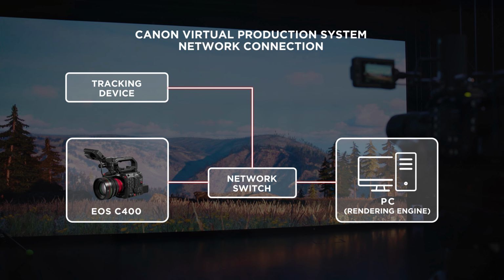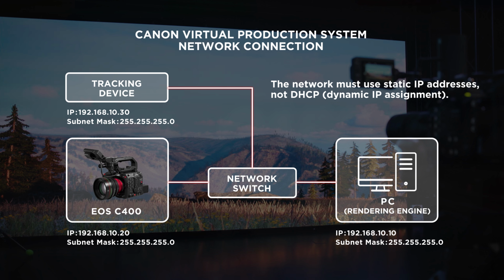For on-set virtual production, use static IP addresses rather than DHCP to avoid latency issues, IP conflicts, and other network-related problems. A network administrator should assign IP addresses for each device. When setting static IPs, it's essential that all devices share the same subnet mask. If network segments don't match, devices won't communicate properly, one of the most common causes of connection trouble.